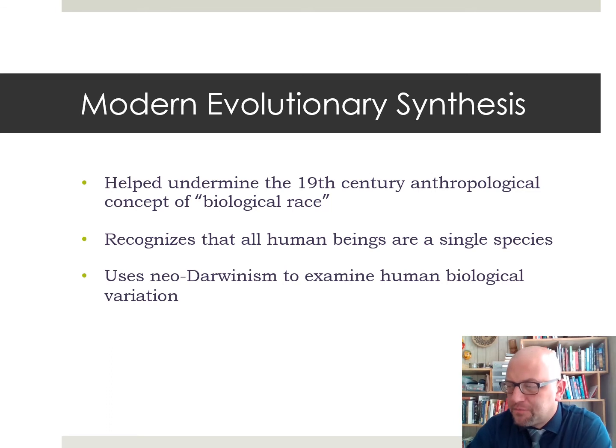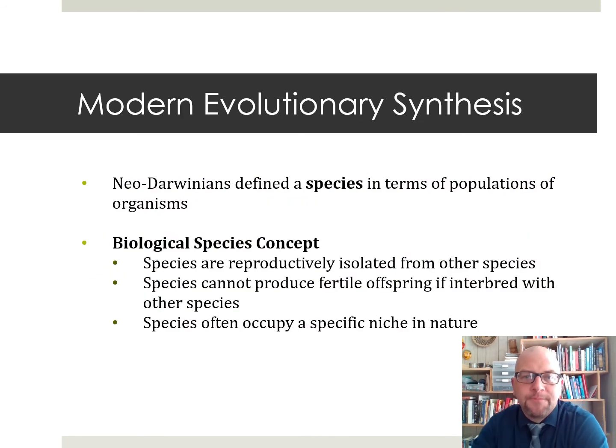Last time we were talking about this modern evolutionary synthesis, right, that helped undermine the biological race concept, and that recognizes human beings as a single species, right? But I wanted to talk about that a little bit because what is a species? Believe it or not, that's a tougher question to answer than you might believe, right? Neo-Darwinism defined a species in terms of population, the population of organisms. But there are different concepts around this.